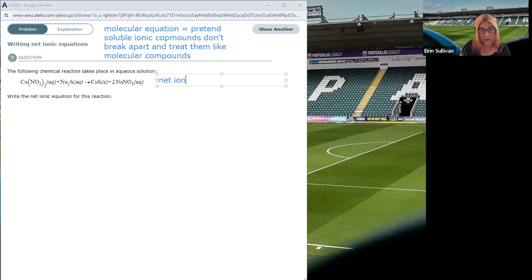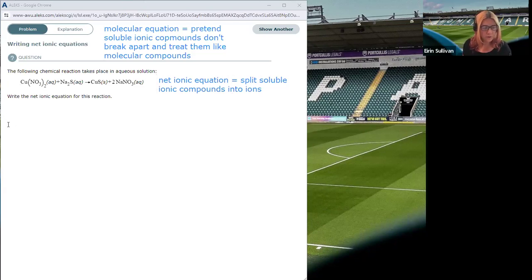So to get our net ionic equation, that is when we're going to split our soluble ionic compounds into their representative ions. And then if we have anything that's the same on both sides of the equation, we're going to cancel it out. So you have to take into account stoichiometry, and you have to keep your state symbols. You can only cancel something if it is the same amount and the same state of matter. Okay, so there's an intermediate step where we're going to just break everything apart. You could call that the overall or complete ionic equation.